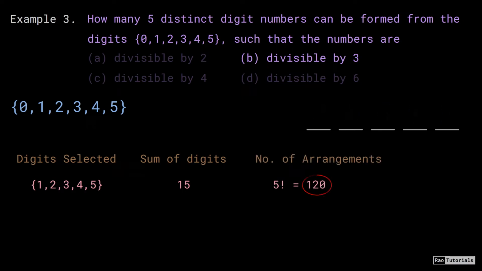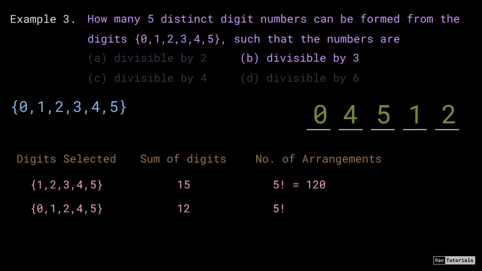So we have 120 numbers formed from the digits 1 to 5 that are divisible by 3. Since 15 is the total sum of all digits, we cannot have a sum greater than that, and thus we go lower to 12, which is the next multiple of 3. To have 12 as the sum of the digits, we exclude the digit 3 and select the other 5 digits 0, 1, 2, 4, 5. These 5 digits, including 0, can be arranged in 5 factorial ways.